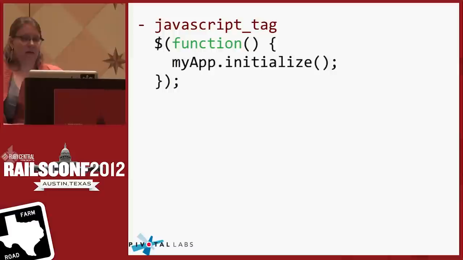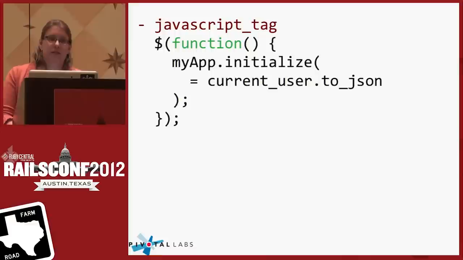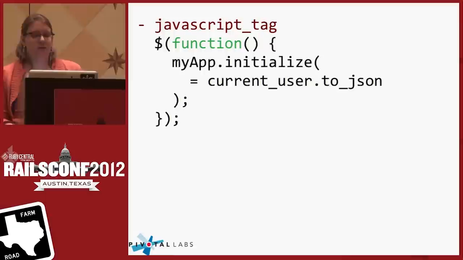Although, to get the application off the ground, sometimes we do end up printing some of the data into the page, letting the Backbone app pick it up. So in this case, we are printing in a JSON representation of the current user, which we will then pick up, and we'll look at what that does later.